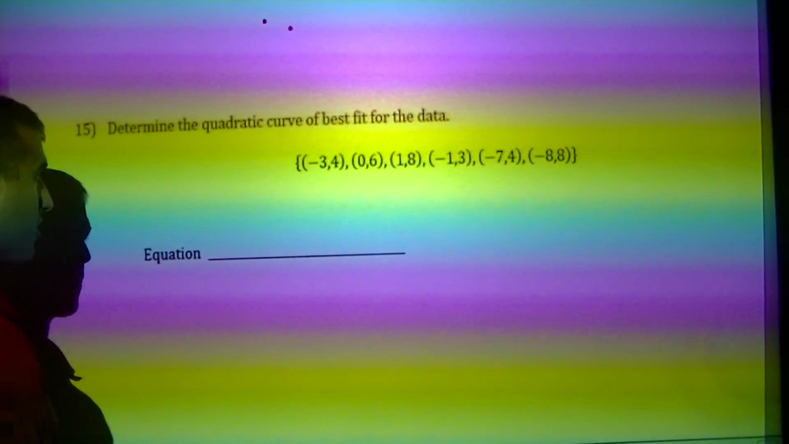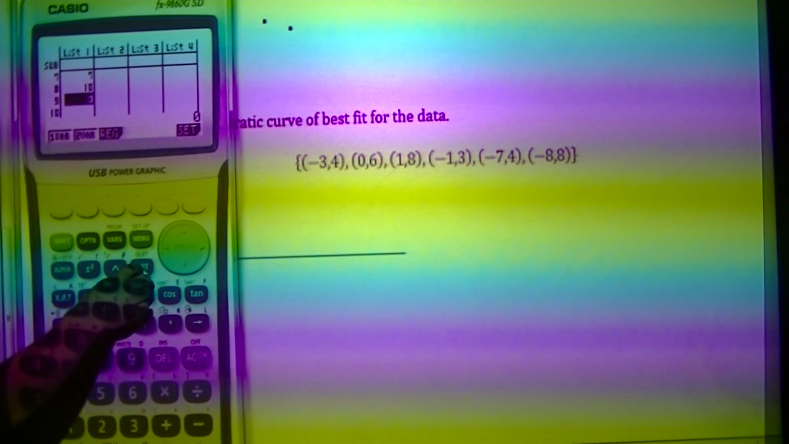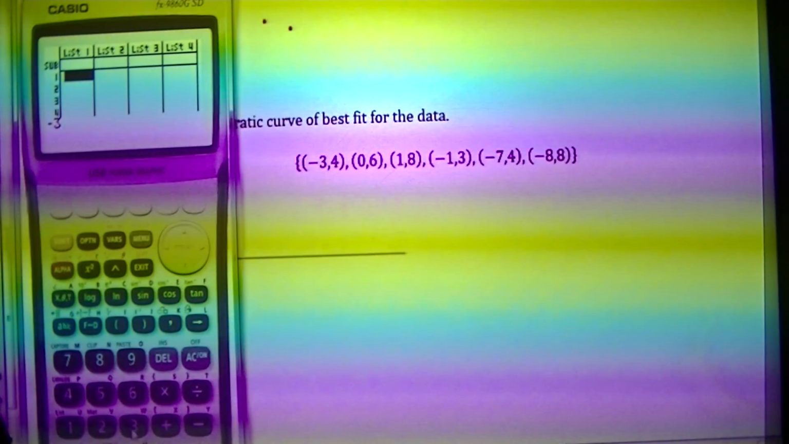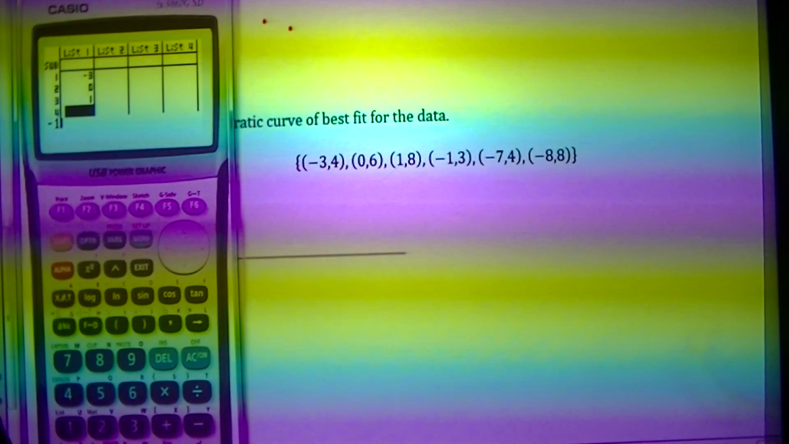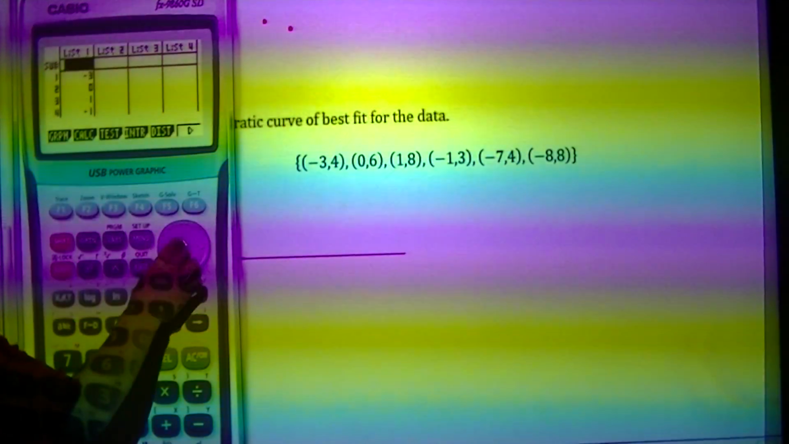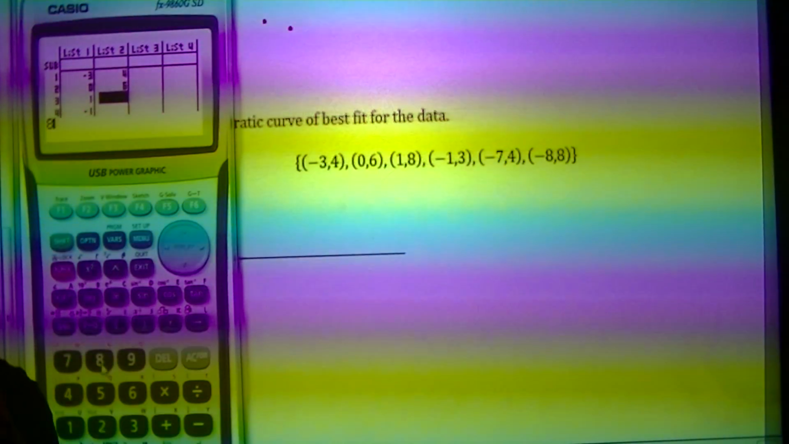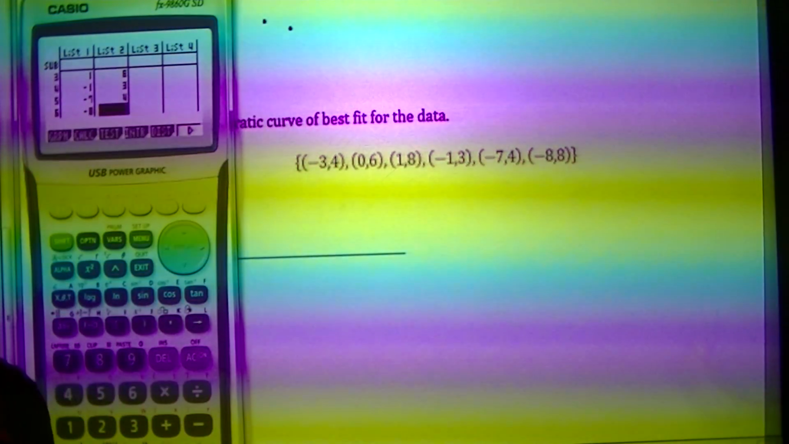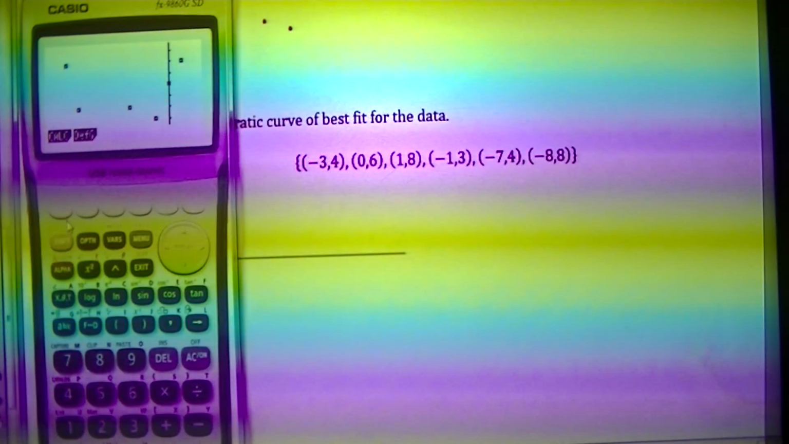Determine the curve, quadratic curve. So I'm going to go back into menu, into stat, back all the way. Now I'm going to delete all these. I'm going to put all the x's in first: -3, 0, 1, -1, -7, and -8. And now I'm going to put in the corresponding y's: 4, 6, 8, 3, 4, 8. Okay, graph. As you can see, I did something wrong there.